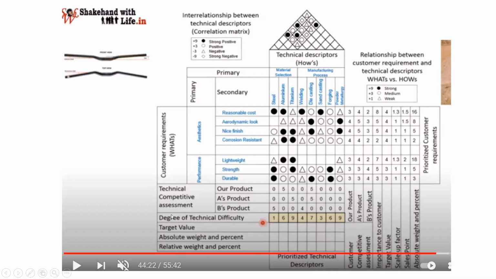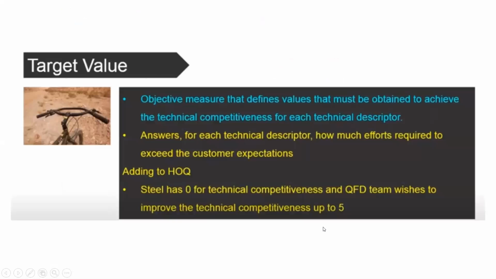Okay, now let's go to the technical side. How about target value? It is an objective measure that defines the value that must be obtained to achieve technical competitiveness for every technical descriptor. How much effort is required for customer expectation?